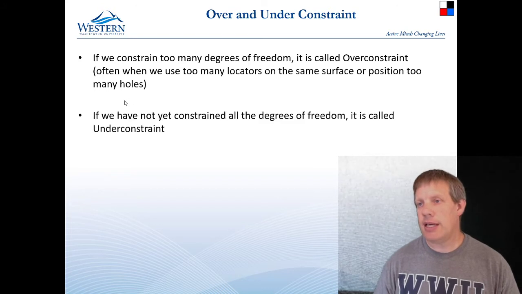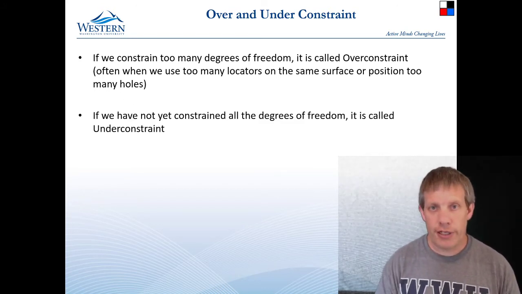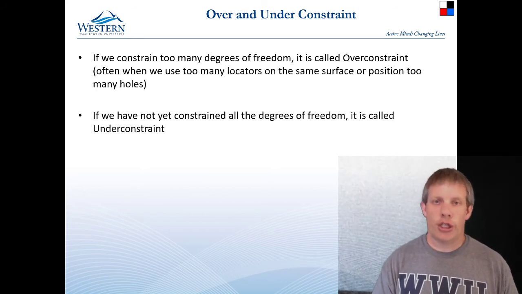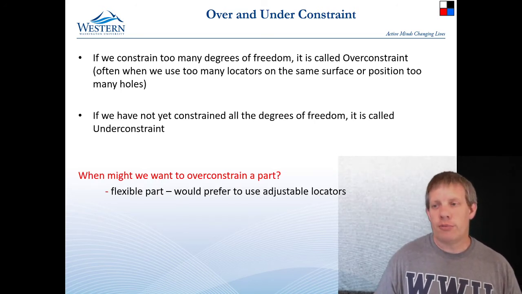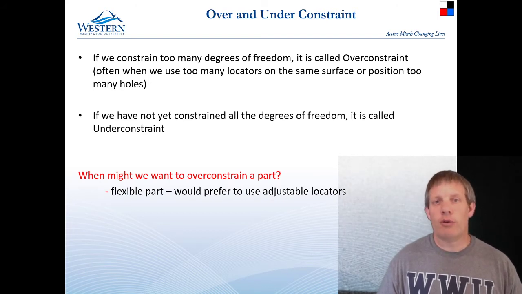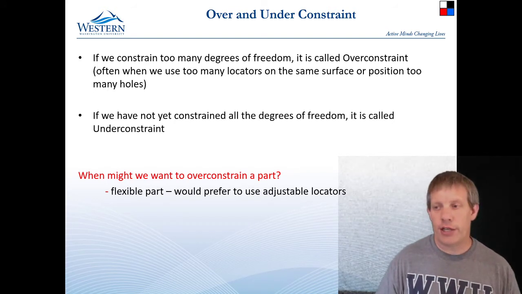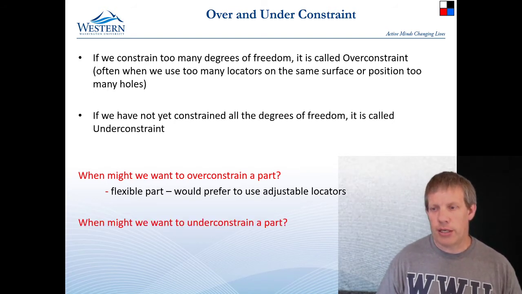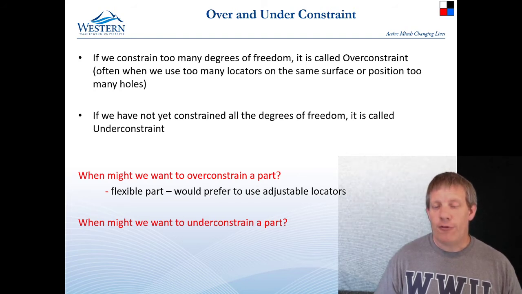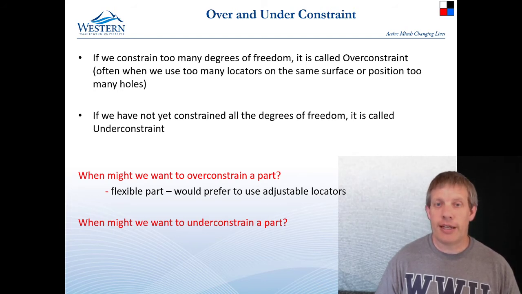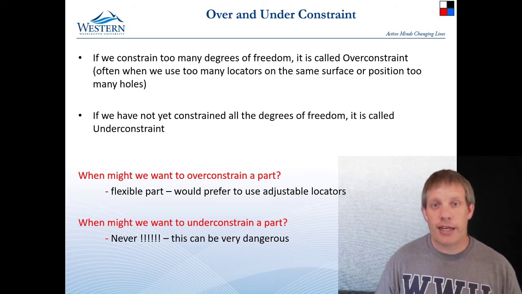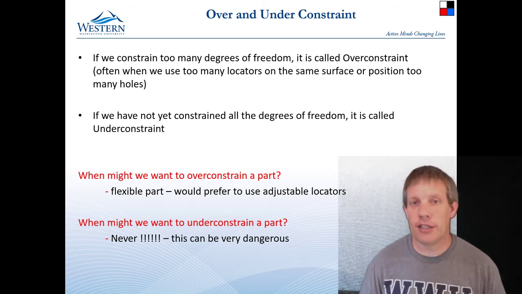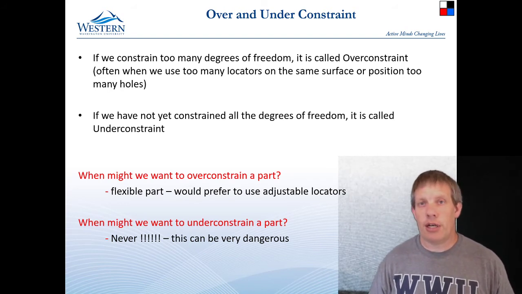Okay, if we instead don't constrain all of the degrees of freedom, then that is called under constraint. And so the question is, would we ever over constrain a part? Well, yeah, we do sometimes over constrain it, especially a flexible part. We will over constrain it because we need to hold it in a lot of locations. Would we ever under constrain a part? And the answer is, in very rare cases, when there are low forces involved and small likelihood of somebody getting hurt. But in general, never under constrain a part, because it can be very dangerous. The part can break loose and come flying off in the unconstrained direction. And so in general, we never under constrain a part.